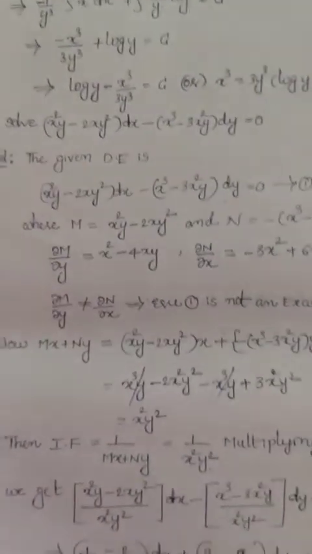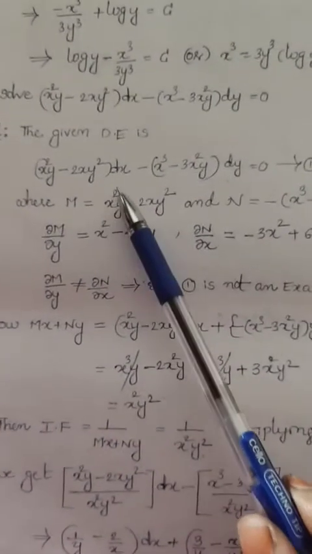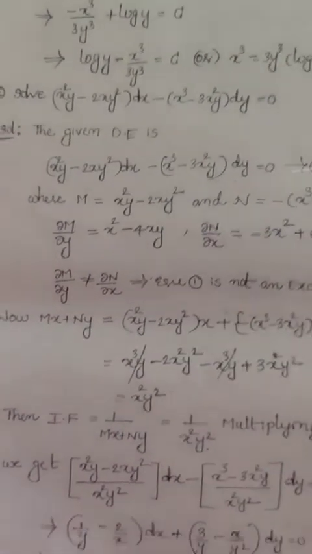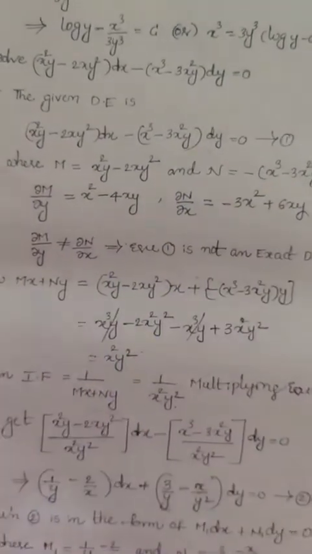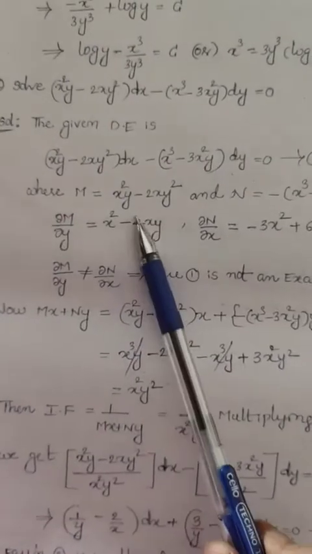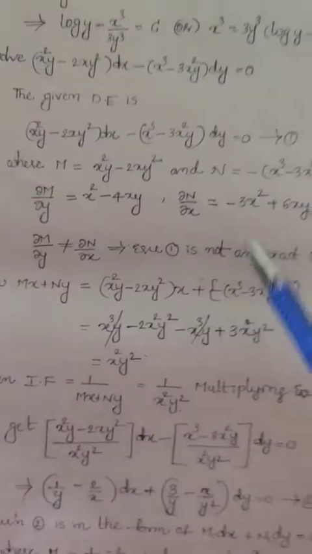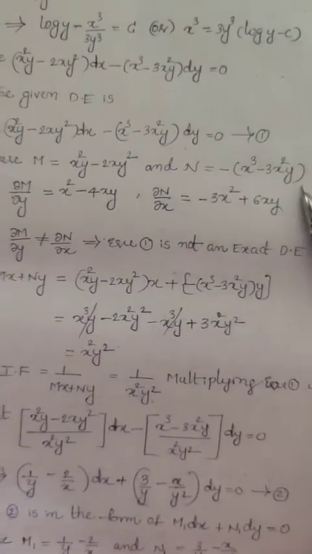Solution. The given differential equation is (x²y − 2xy²) dx − (x³ − 3x²y) dy = 0. This is equation number 1. It is in the form M dx + N dy = 0, where M = x²y − 2xy² and N = −(x³ − 3x²y).